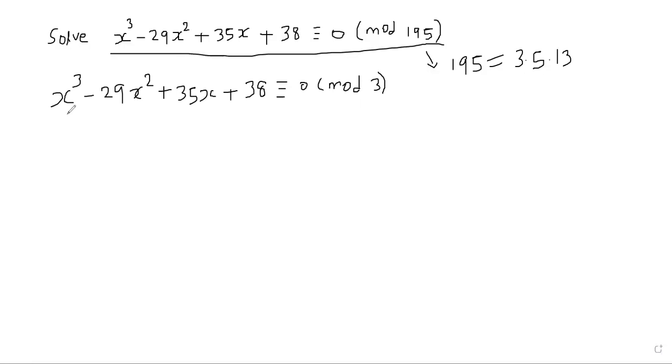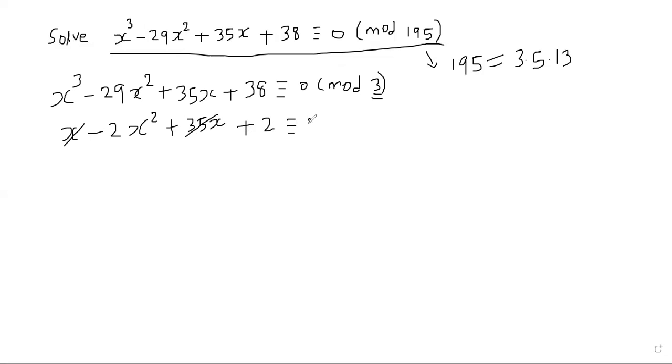With 3, what can we say about x cubed? Fermat's little theorem is telling us x cubed is the same as x in mod 3. Okay, that means this is nothing but x. What is 29 in mod 3? It is minus 2 here, right? Times x squared. And 35, I'll keep 35 for a moment because 35x and x can be added, right? So that becomes 36x, which is the same as 0 in mod 3. So we can cancel out these two. And 38 is the same as 2, right?